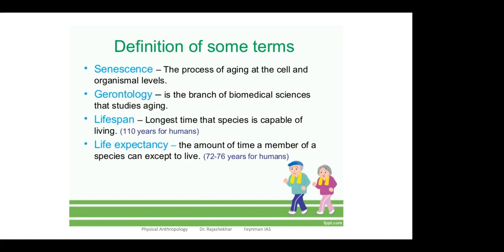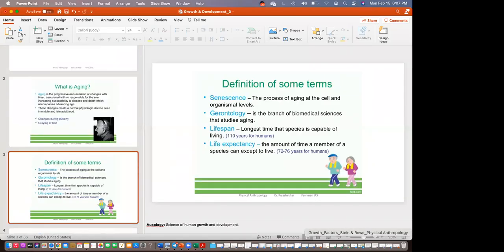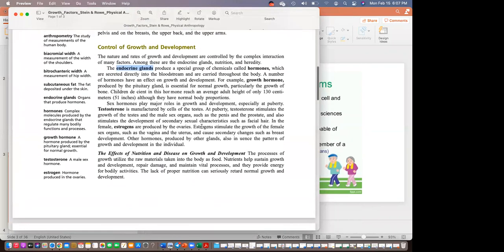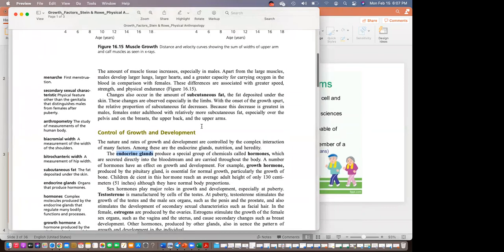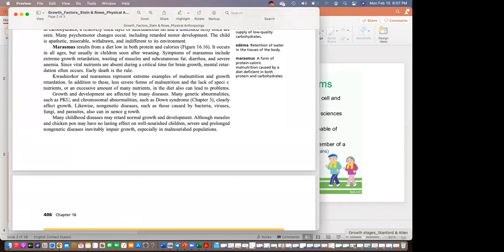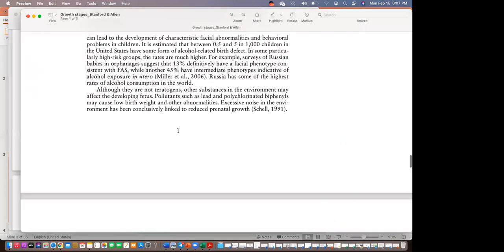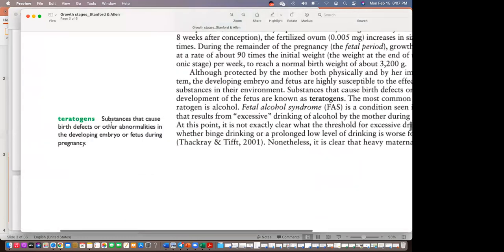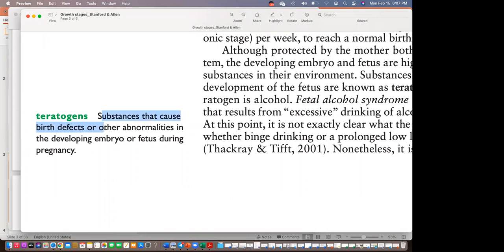Okay. Also, I want you to make a note of this word called teratogens. I think one of the documents I shared with you has this term in it. So teratogens. What are teratogens? Substances that cause birth defects.